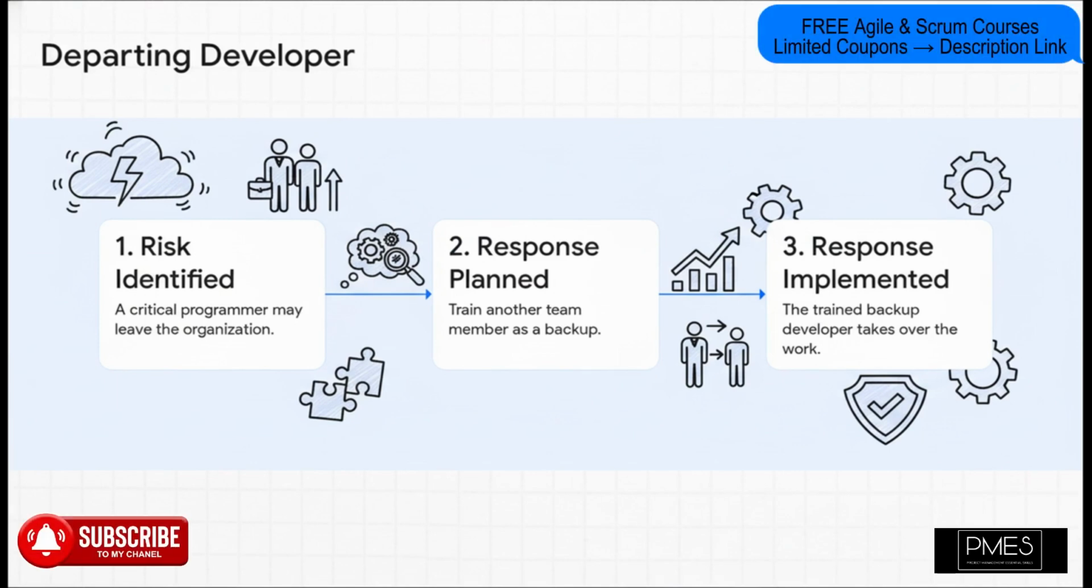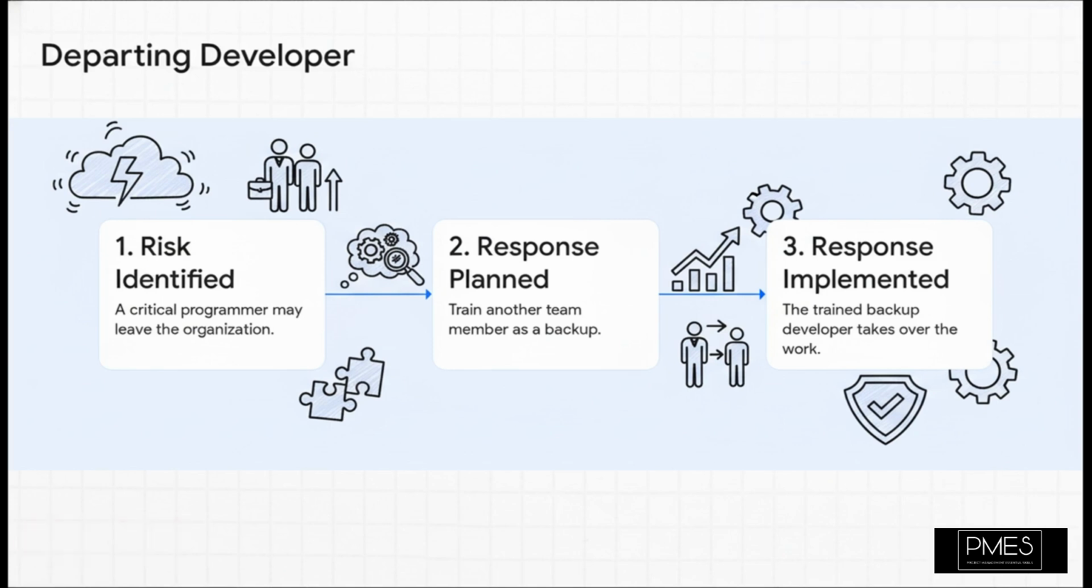Okay, step 1, you identify a risk. Your lead developer, she's amazing, but she might leave for a new job. Step 2, you make a plan. You're going to proactively train another team member to be her backup. And then, step 3, the response is implemented. Your star developer does leave, but you don't panic. You just execute the plan. The backup developer steps right in. That smooth, seamless transition, that, my friends, is this process working perfectly.